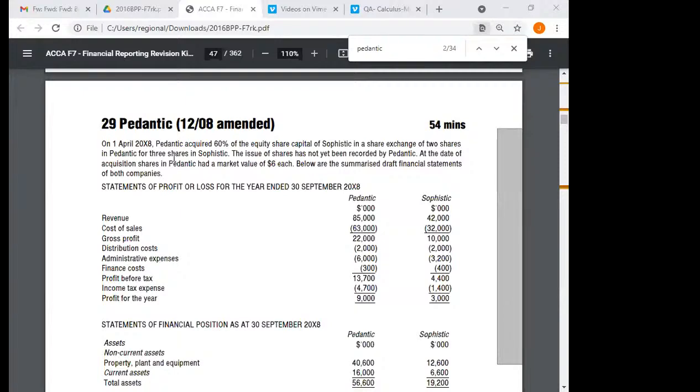So the group structure, we are told that Pedantic acquired what? 60% of Sophistic. So then in my group structure, Sophistic will be who? 60% is quite significant. So Sophistic becomes who, ladies and gentlemen? Is our subsidiary.